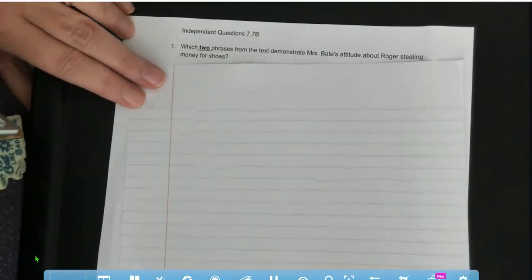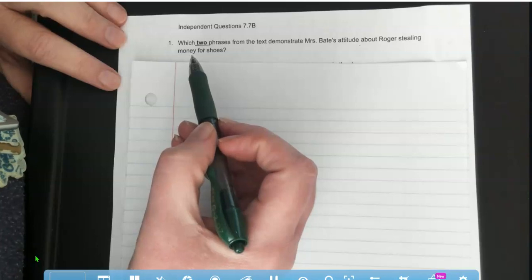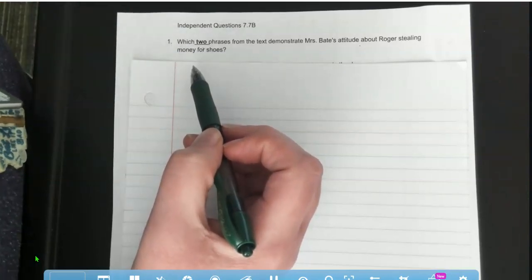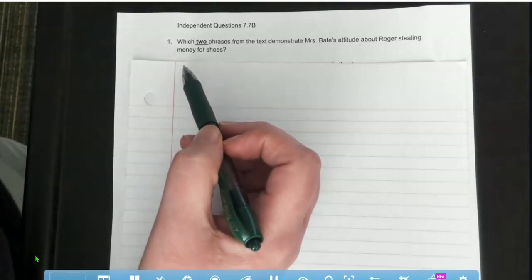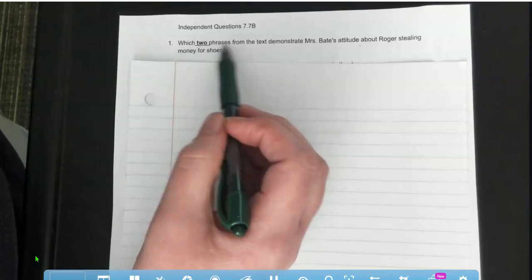So I'm going to very quickly model some thinking. When we're done in the classroom, we will talk about some strategies that you saw me do or you heard me say that might actually help me get the answer correct. So the first thing I'm going to do is read the question.